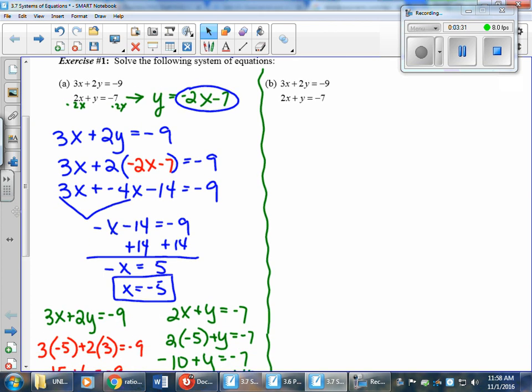But we're going to move up now to the same problem. We should get the same answers. But now we're going to use elimination.